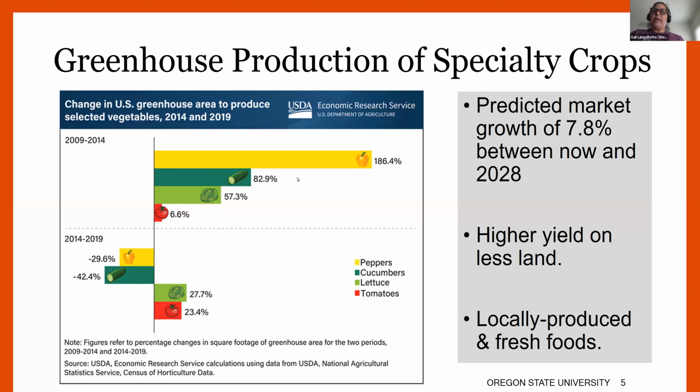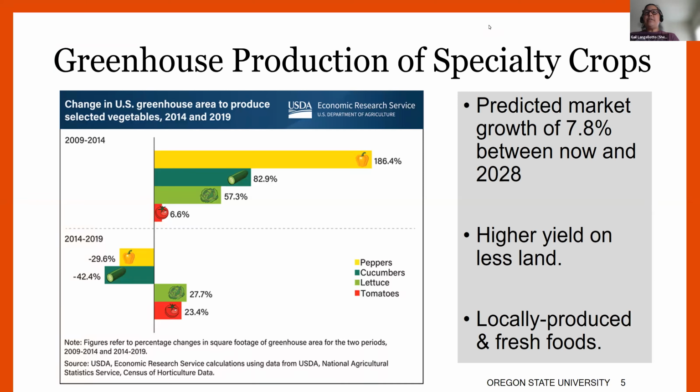Okay, so let's get started. Greenhouse production of specialty crops really went through a heyday explosion from 2009 to 2014, where we saw an 82%, 186% increase in the amount of greenhouse area specifically dedicated to producing peppers and cucumbers. We also saw growth in tomatoes and leafy greens as well.